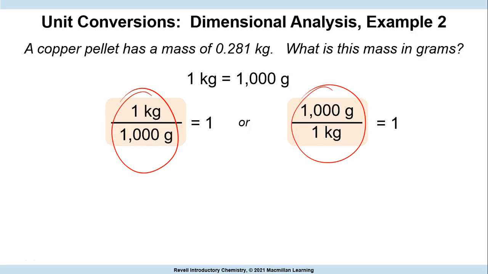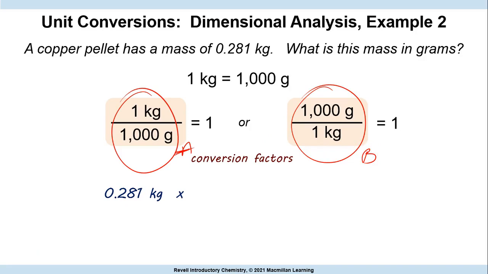So for us to solve this problem, we start by writing out the mass that we've been given. And what's the mass that we've been given? 0.281 kilograms. So we have to arrange it such that the kilogram will cancel. Here we have the kilogram at the top. So which conversion factor are we going to use? This one, let's call it A or B. Pause the video and decide if we are going to use conversion factor A or conversion factor B.